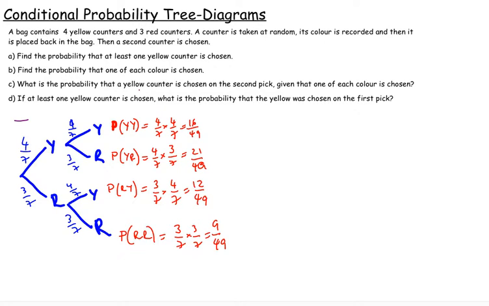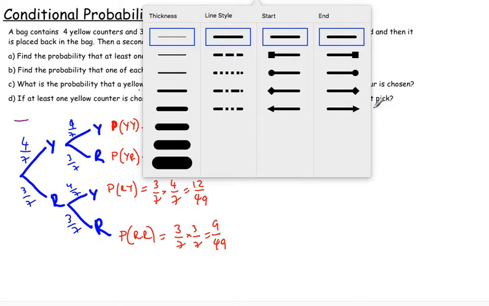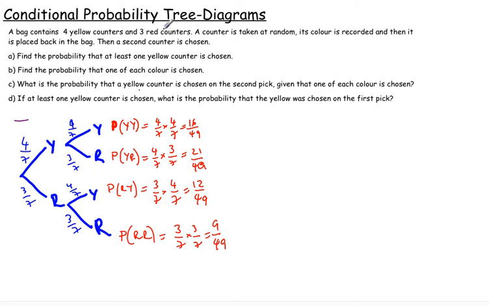The question starts off fairly straightforward, just like a lot of tree diagram questions with counters. We have a bag with 4 yellow and 3 red counters. A counter is taken at random, the color is recorded, and then it is placed back in the bag, and then a second counter is chosen. And we have some probability questions.